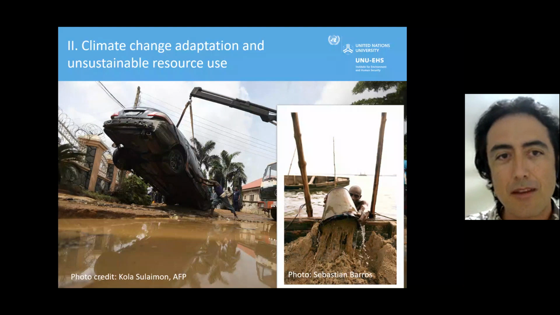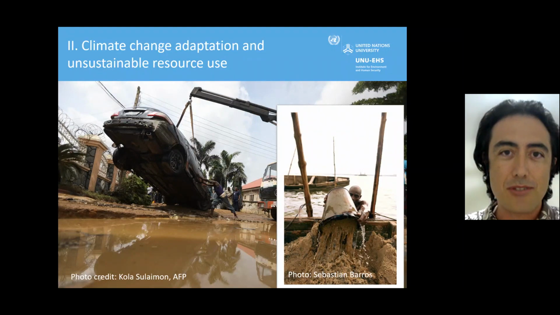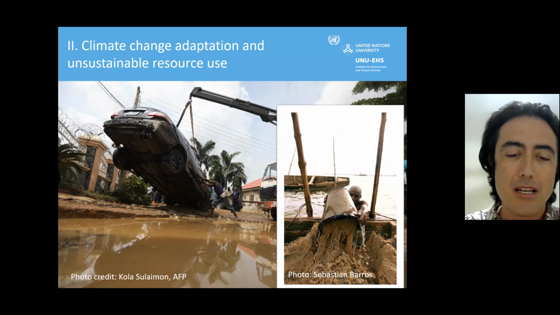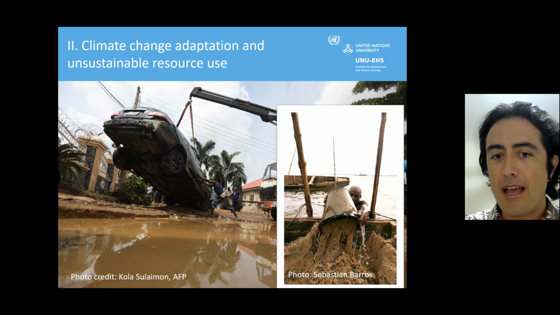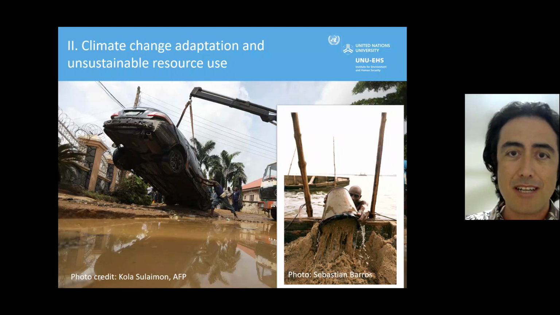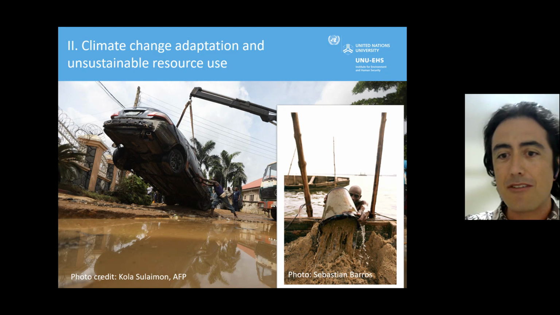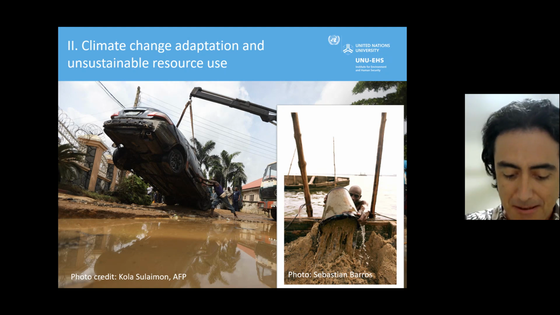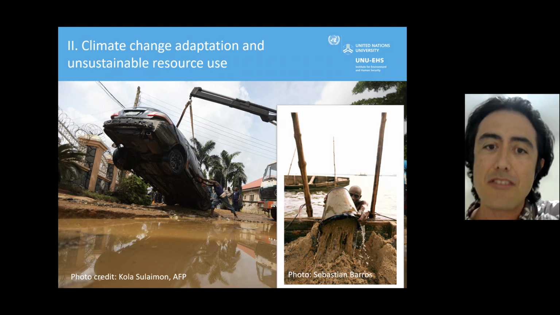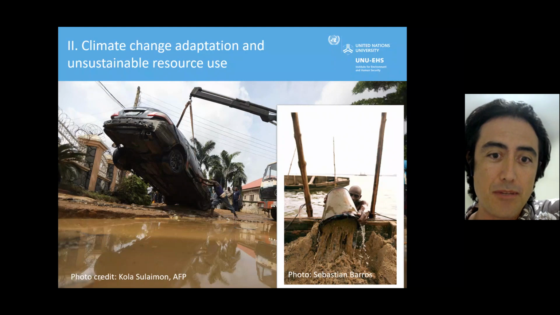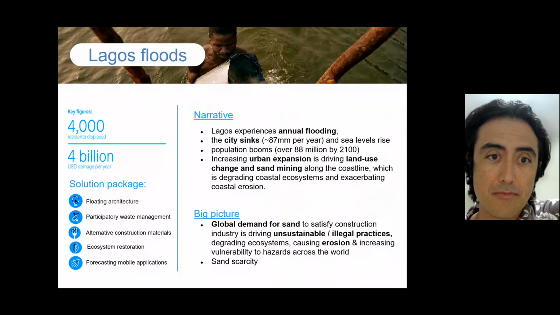Second example, with climate change and unsustainable resource use. So these pictures are from Lagos, Nigeria. And in Lagos, they're facing increasingly extreme flooding events, and it's becoming an annual occurrence. Now, this is, of course, being linked to climate change impact. However, as you see, there's a guy here bucketing sand. There are other human activities that are taking place that are also contributing to these disasters.